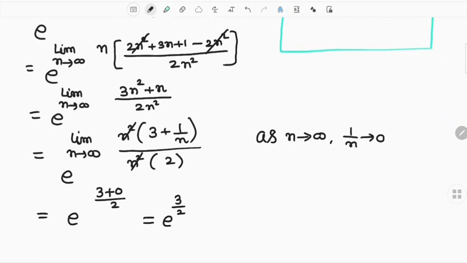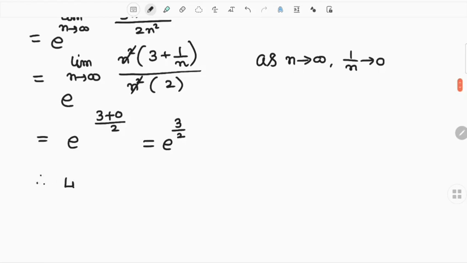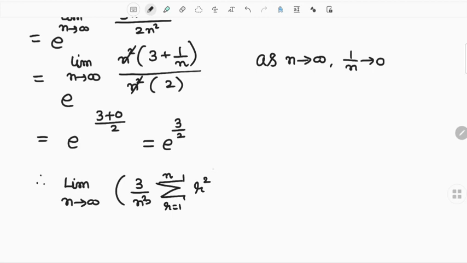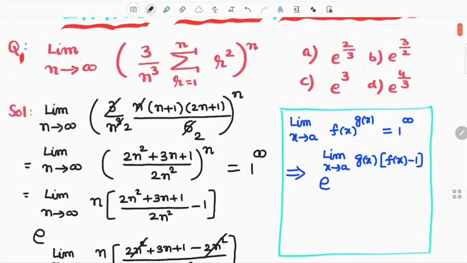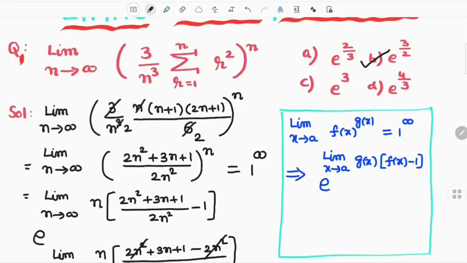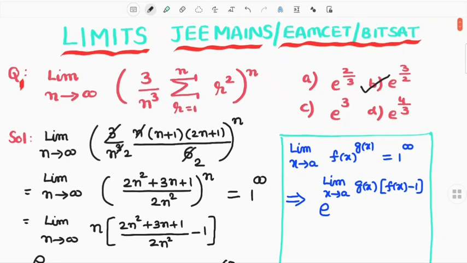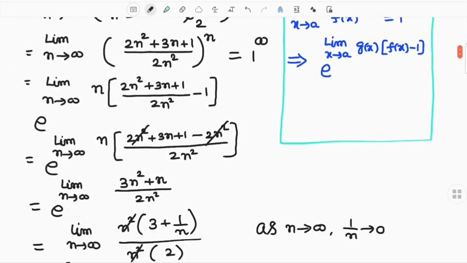So the answer to the given question, limit n tends to infinity of (3 by n cube sigma r is equal to 1 to n r square) whole power 1 by n, is e power 3 by 2, which is the second option. We will move to the next question.